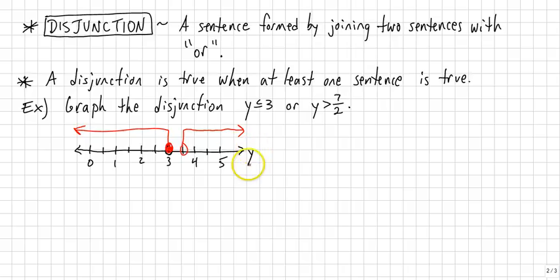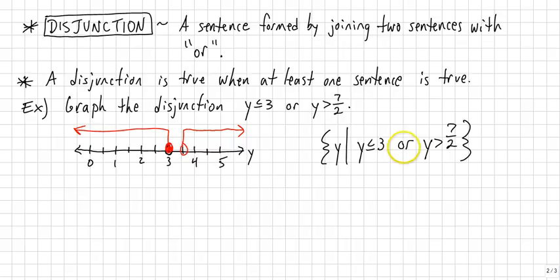So if this is every single y value possible, any of the numbers less than or equal to 3 would solve this, or any number bigger than 7 halves would solve this. So there's actually only a small portion of the number line that would not solve this. So its solution set would be y such that y is less than or equal to 3, or y is greater than 7 halves. There is no between. The numbers are not between two different numbers. So it's not like the and, where we can write it where you have the variable between two numbers. We have to actually use the word or.